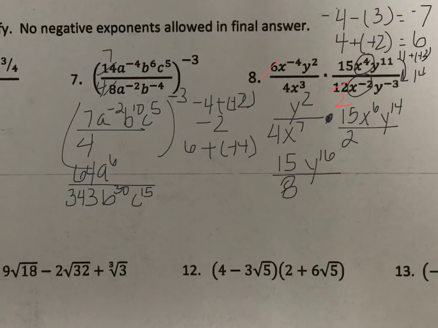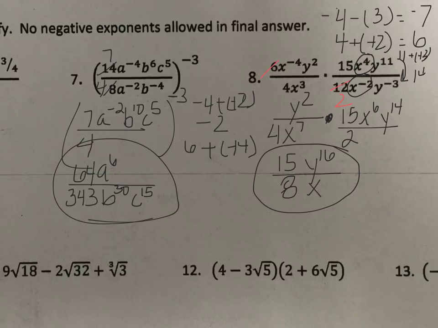And then I'm going to subtract 6 minus 7 for my x's. My x's here, here, and here. I have more in the denominator, so that means I'm going to end up with x to the 1 in the denominator because 6 minus 7 is -1, and that stays in the denominator. So my final answer, 15 y to the 16th over x to the 8th. And that's the final answer for number 8.